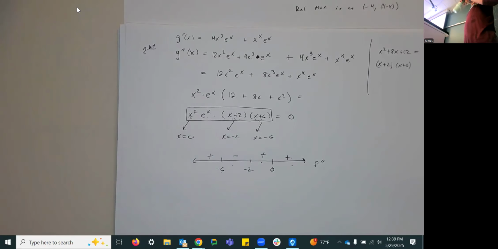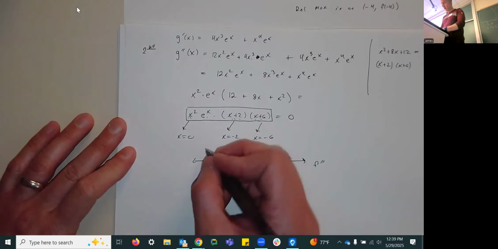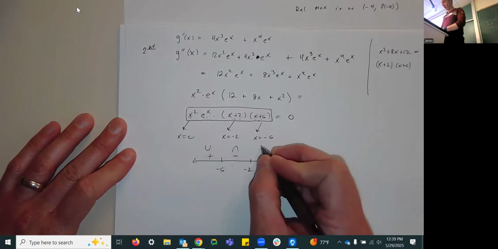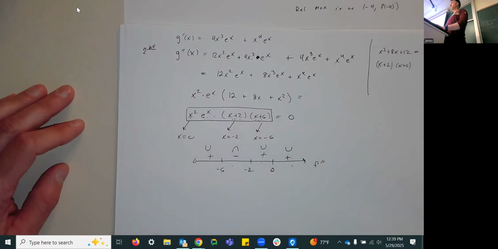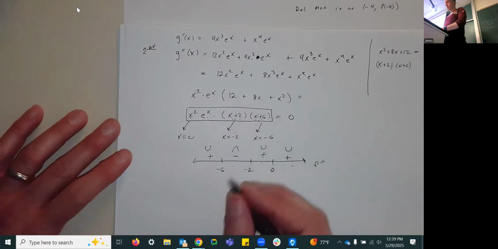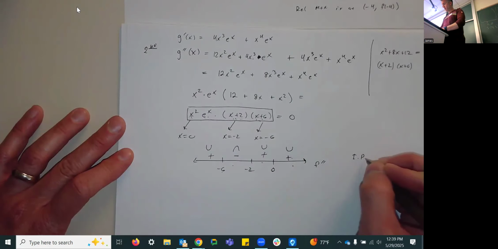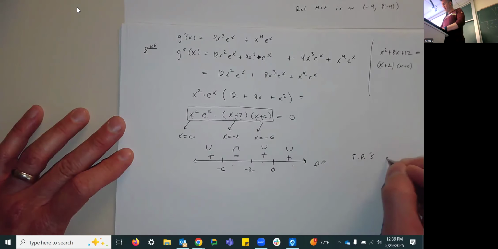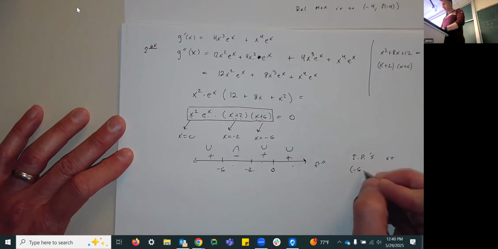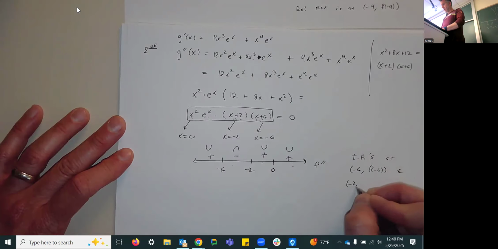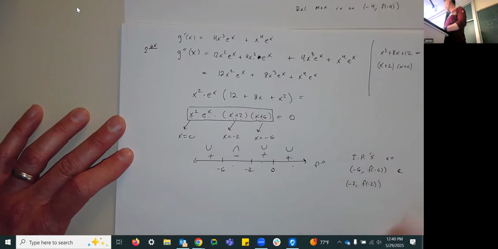All right. So what does that mean for us? It means it's concave up over here, it's concave down over here, it's concave up over here, and it's concave up over here. Interesting. So that means we have inflection points at -6 and -2. So at -6 comma f of -6 and -2 comma f of -2.